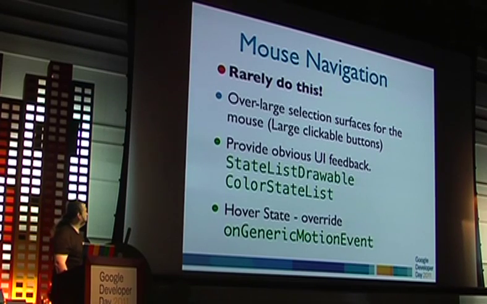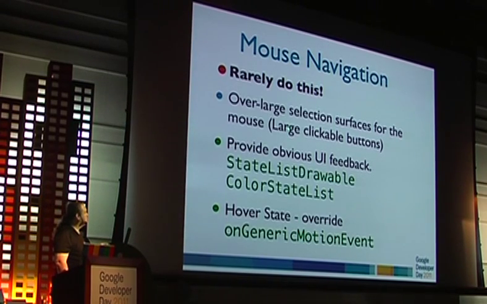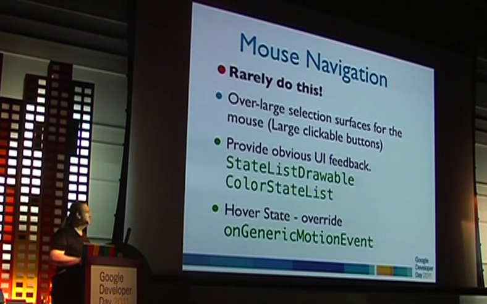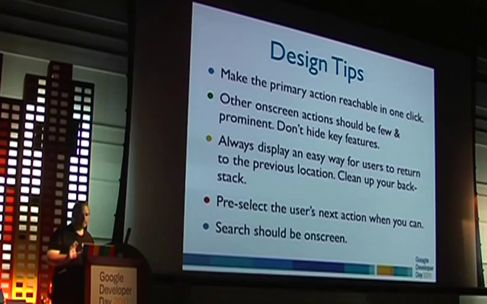So when you need to do this, make over-large selection surfaces for the mouse, i.e. large clickable buttons. Provide obvious UI feedback, a color state list, or a stateless drawable, and override hover state on generic motion event. It'll make it easier to show the user what's going on.